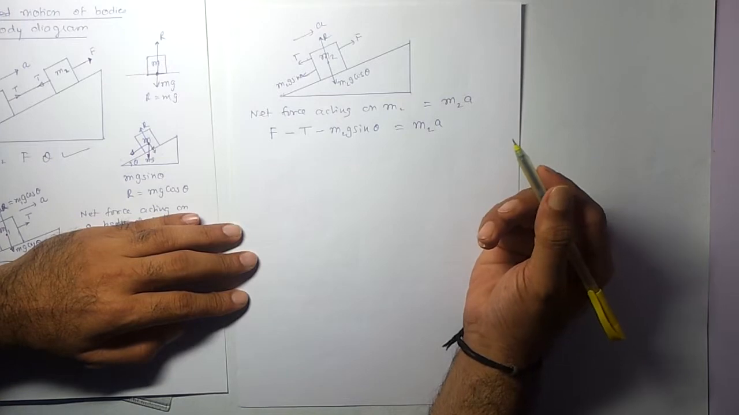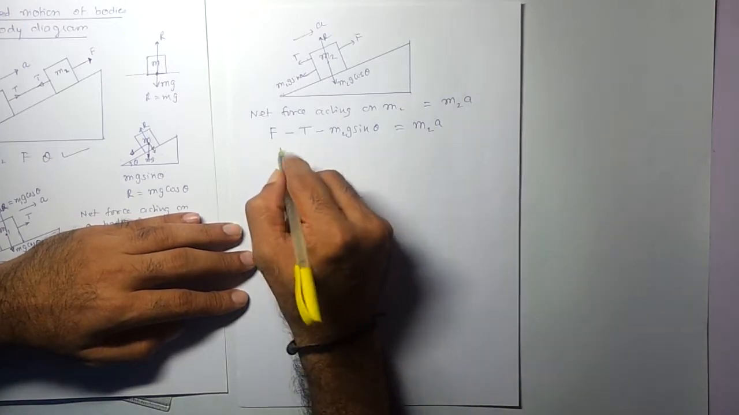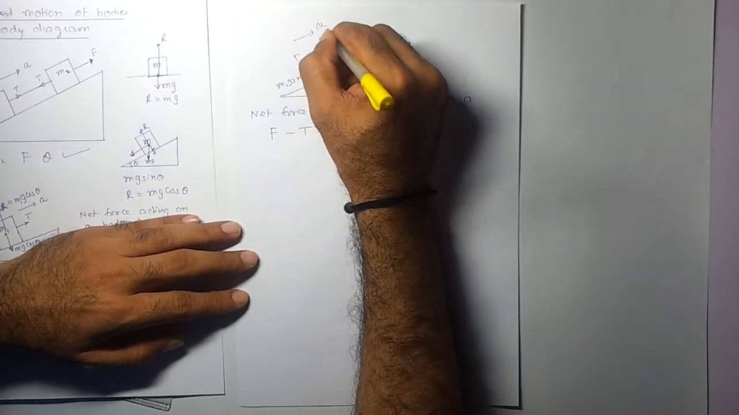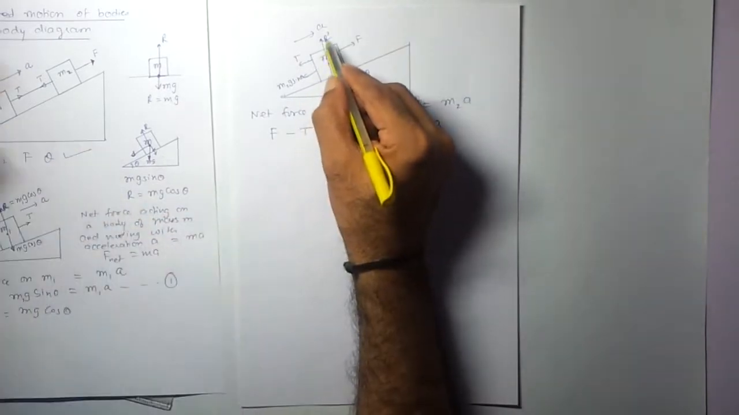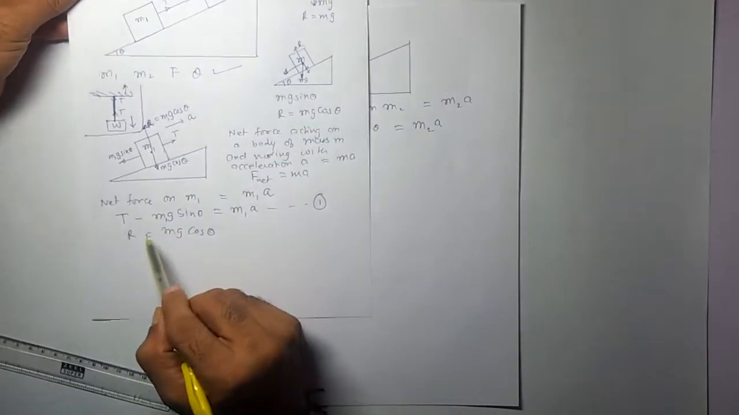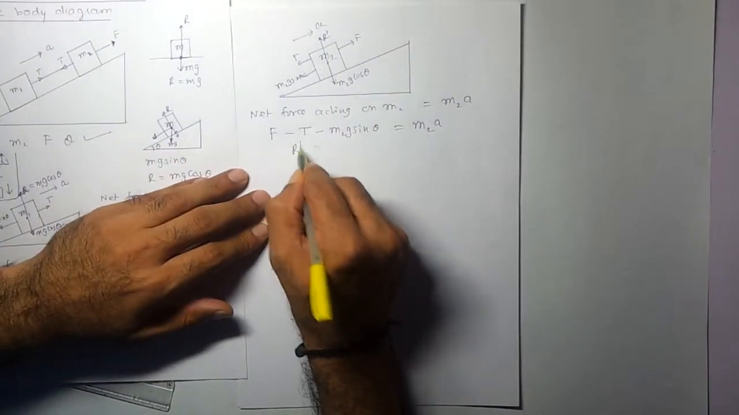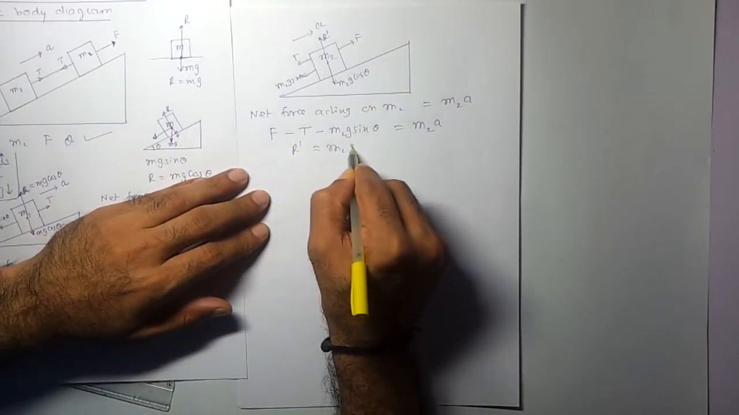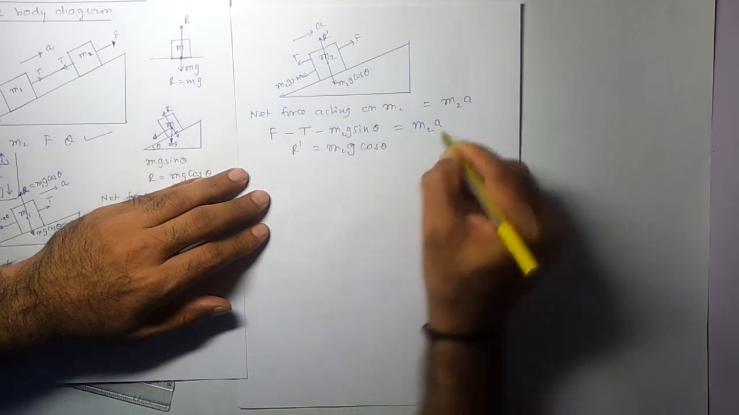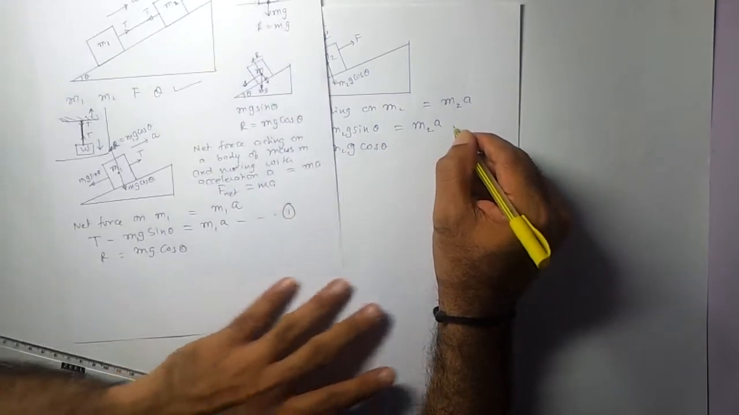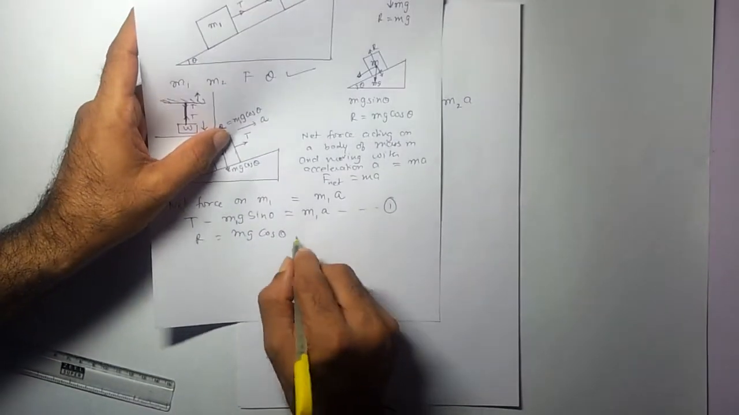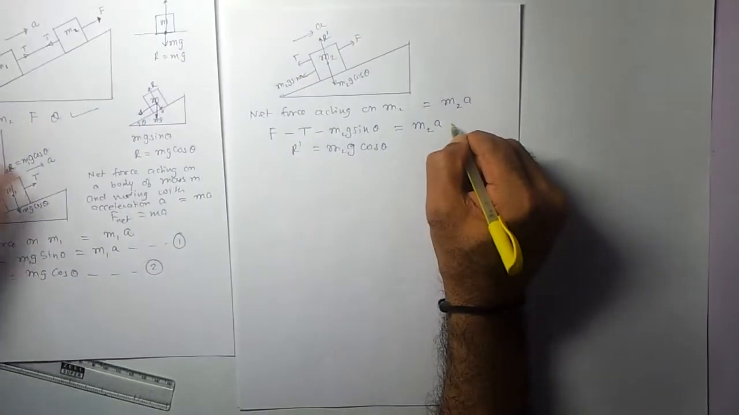So this is one equation I get. Now, instead of calling this R, I'll call it R dash to differentiate it from the R over here. So R dash is equal to m2g cos theta. Okay, so I have got equation number 1. I'll call this equation 2, equation 3, and let us call this equation 4. So I got 4 equations.